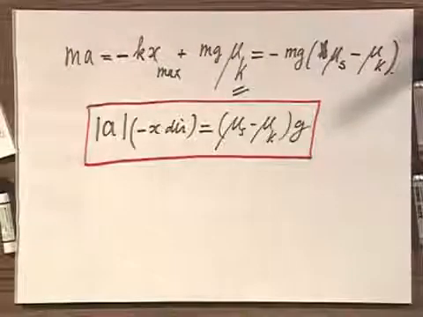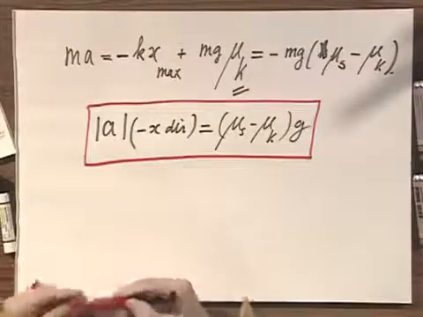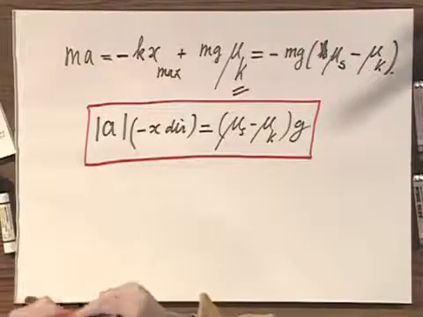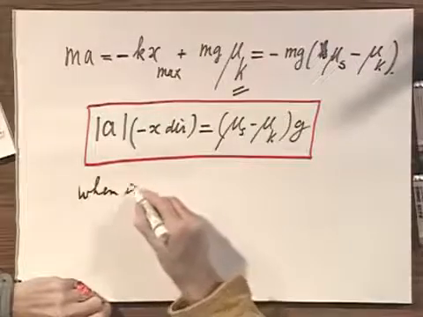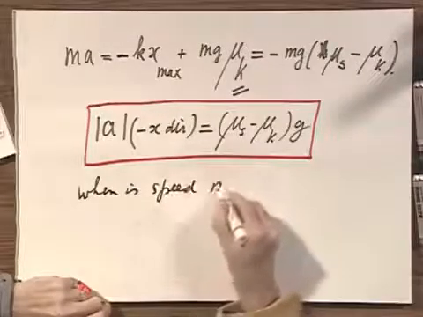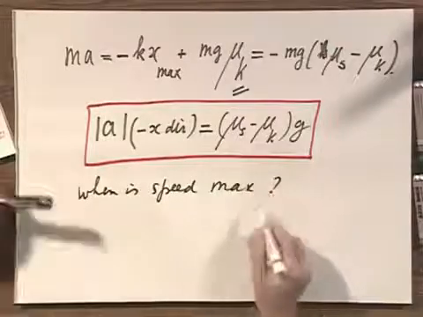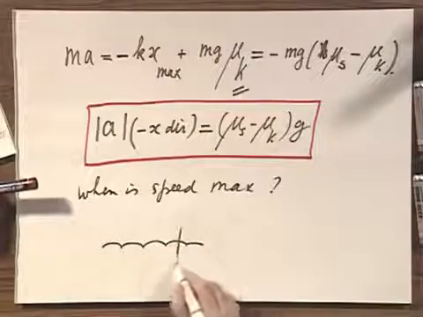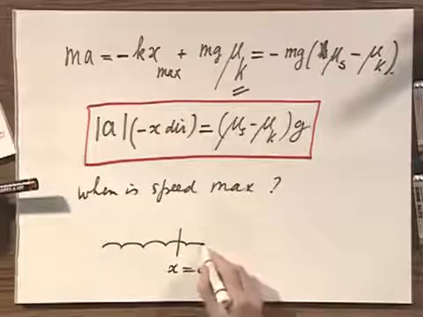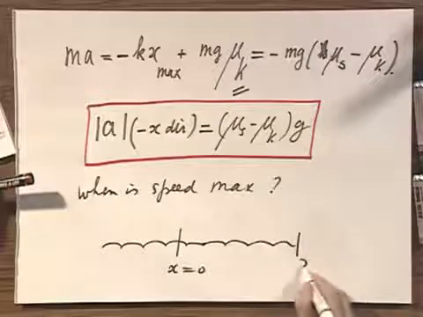Now, when is the speed maximum? That is a very interesting question. So when is the speed a maximum? Here is that spring. Let this be the position x equals 0. This was the position x maximum.